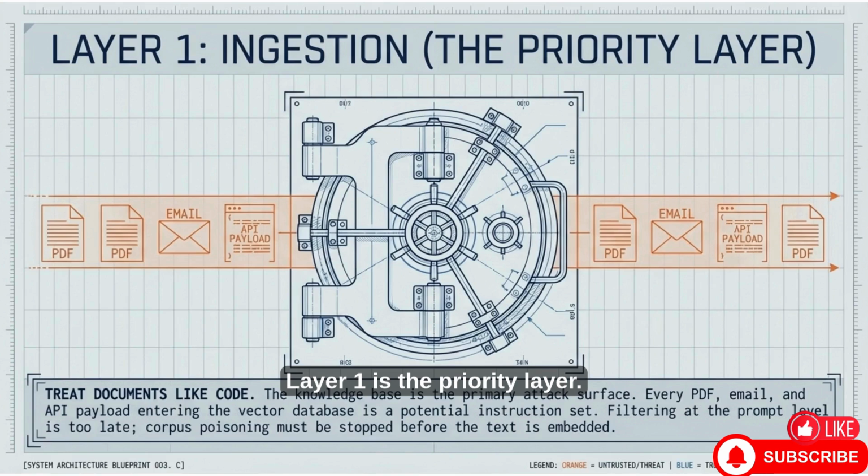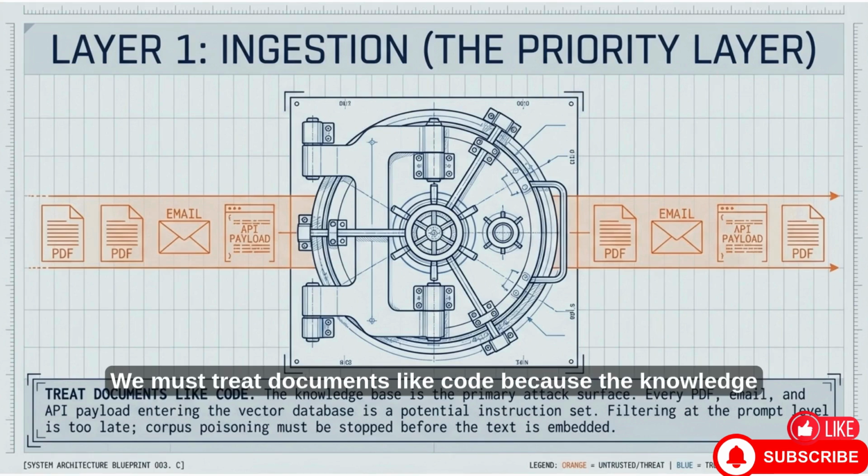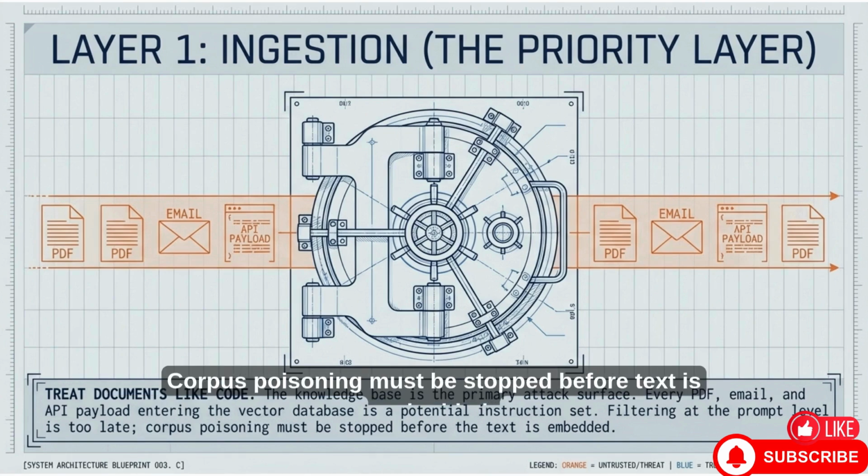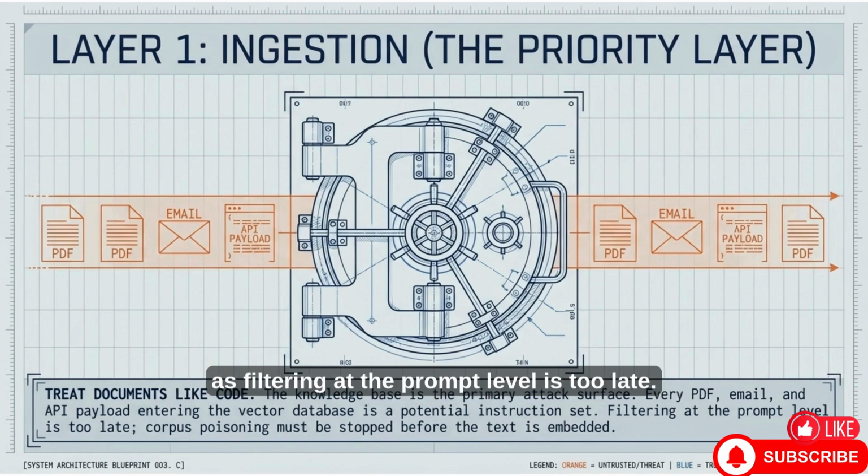Layer 1, ingestion, is the priority layer. We must treat documents like code because the knowledge base is the primary attack surface. Corpus poisoning must be stopped before text is embedded, as filtering at the prompt level is too late.